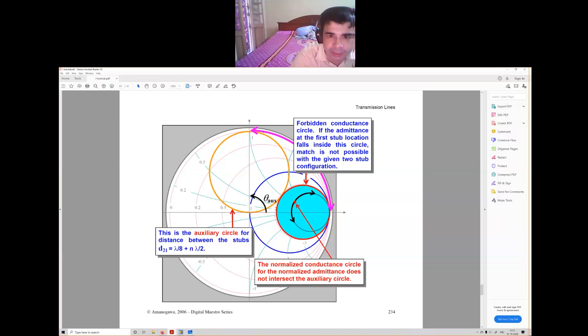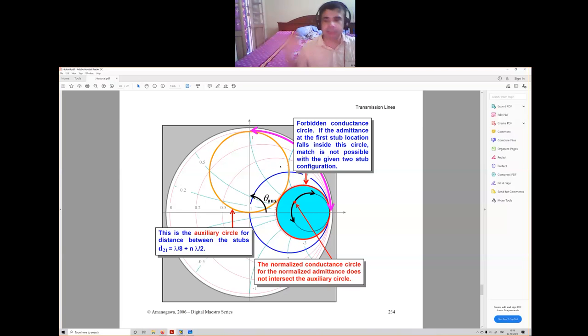If we reach the orange circle, then we move again by the length d star 2 minus d star 1 to reach the blue circle, and we get a match by putting the second stub. But if we are in the blue area and we are applying a stub which is either an inductance or a capacitance, which means if we move either this way or this way, is it possible for us to reach the orange circle in any way? No, right? That is the reason we cannot match any value of admittance which lies in the blue area.